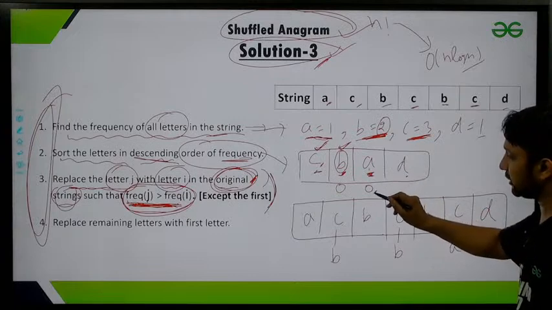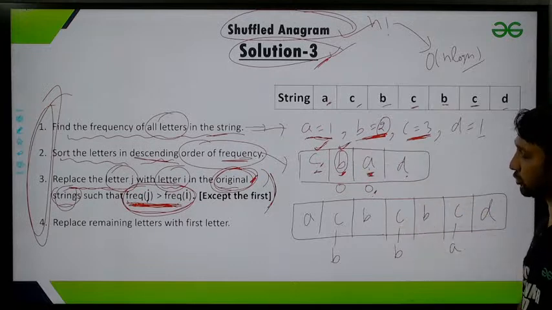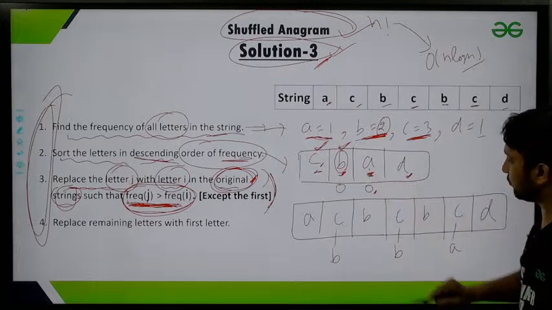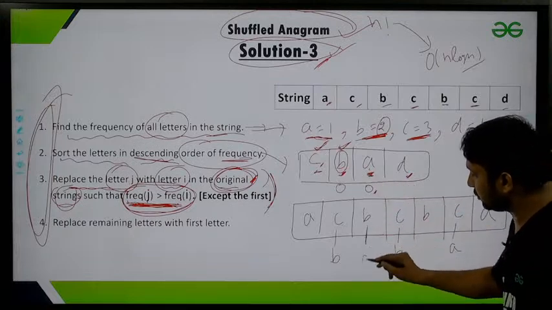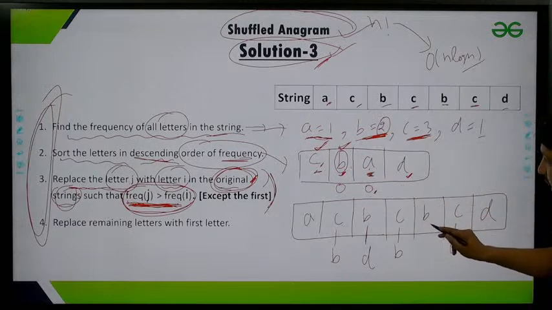But A we have already consumed. We have already put A. The frequency of A is 0 now. So what is left with us? D. So I will put D in place of B. So this is our B, I put D here. But we have one more B.